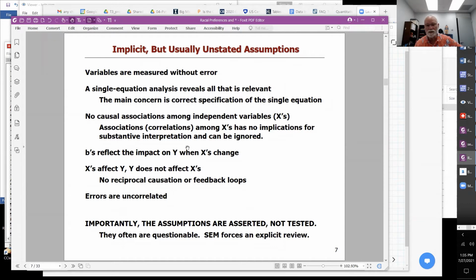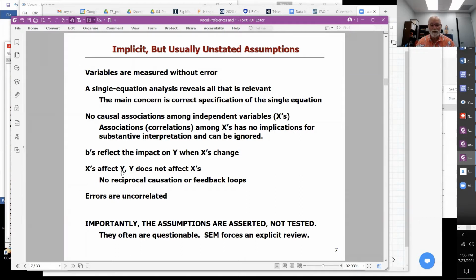So that takes us to the next point, that we're assuming there are no causal associations among the X's, and that often is highly debatable. Often it's just flat out wrong. And if it is, we need to always have that in the foreground, and it will have a big impact on how we think about our results. So the next bullet point speaks to that. If we think the B's reflect the impact that a change in X will have on Y, it requires all those assumptions above to be true. And that may or may not be the case.